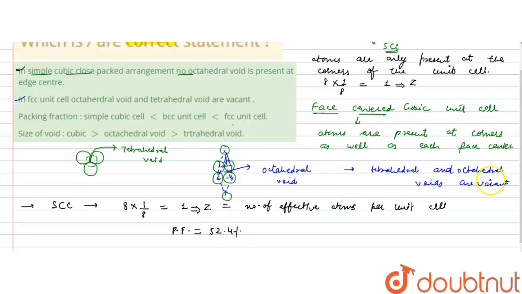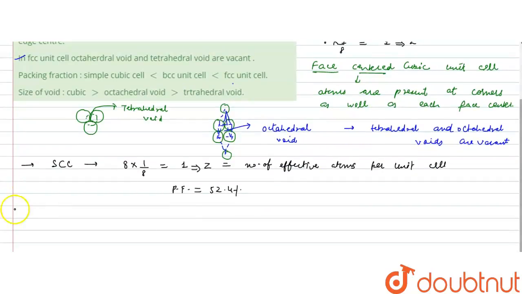it is only packing fraction in simple cubic unit cell is only 52.4%. Then in BCC, that is body centered cubic, the atoms are present at the corners and one atom is present at the body center. So corner atoms contribute 1/8 and one atom present at the body center. So this will give us Z is equals to 2. It means here the effective number of atoms per unit cell are greater than the simple cubic. So the packing efficiency will also be greater, and that packing efficiency is 68%.